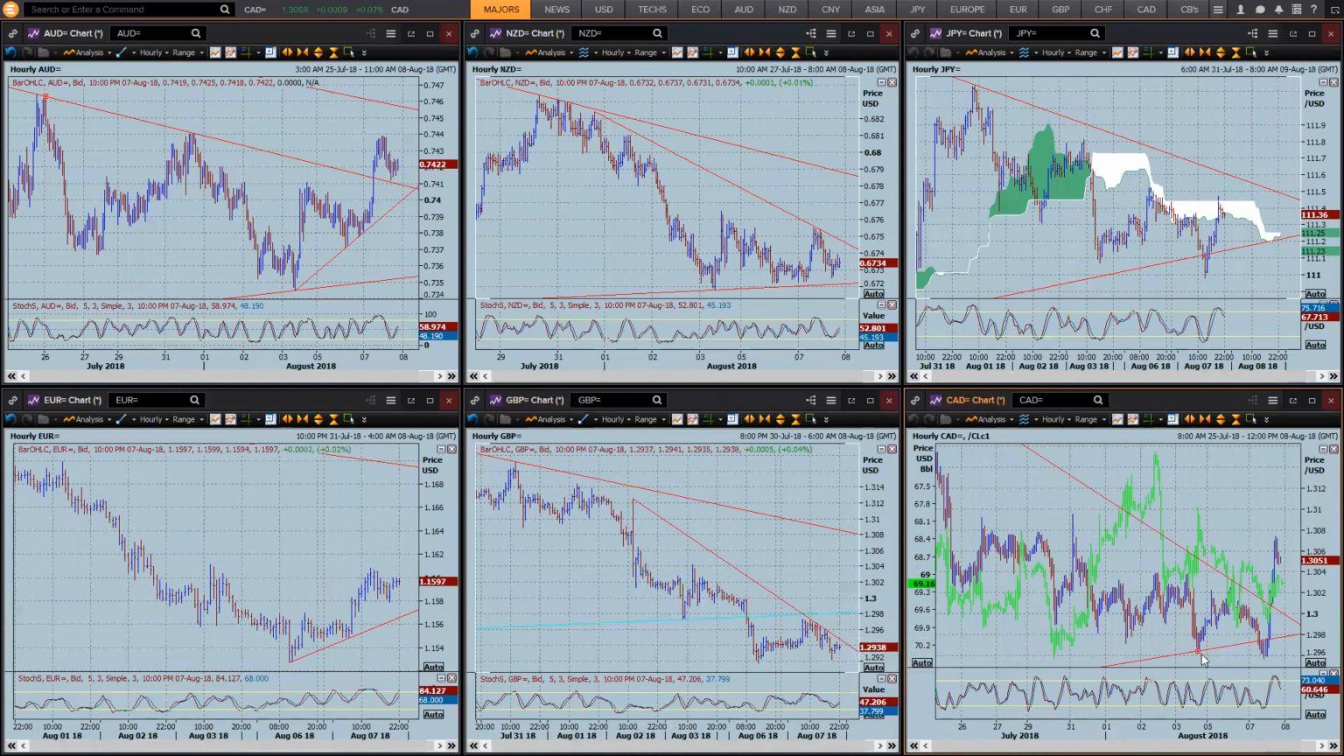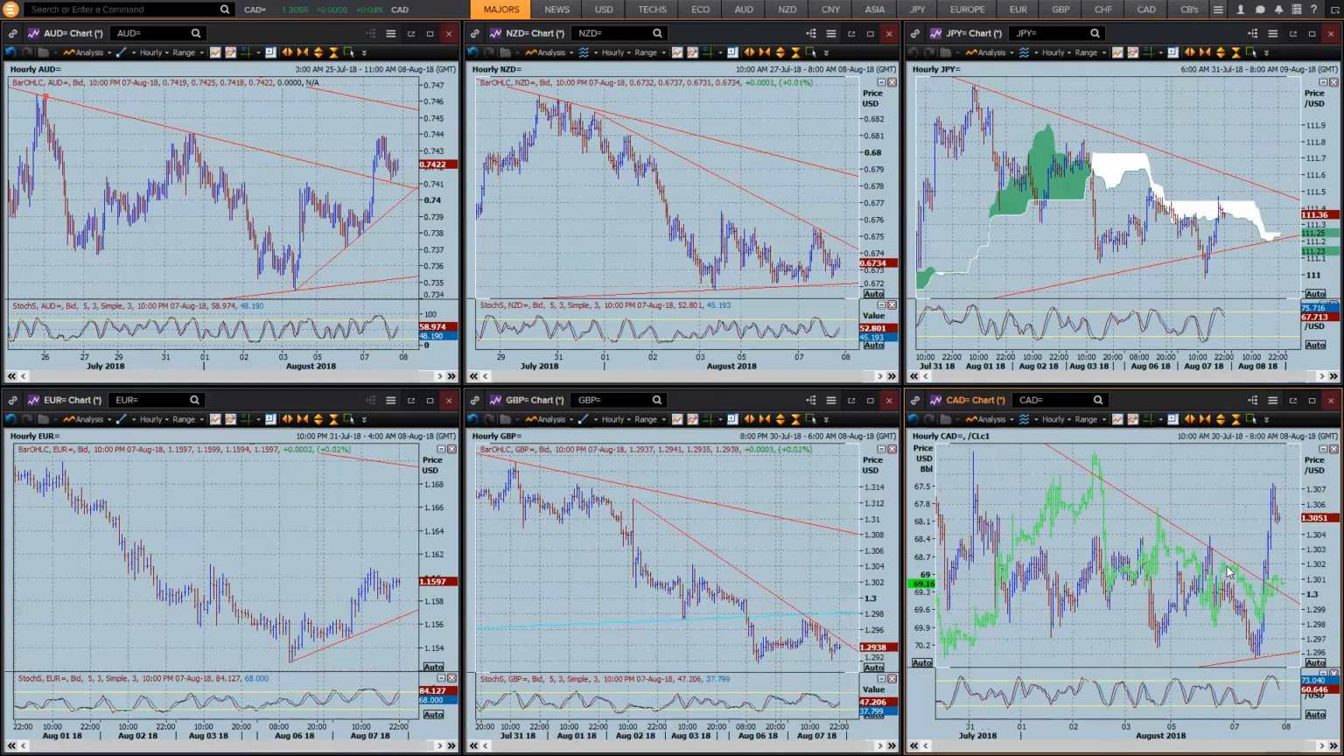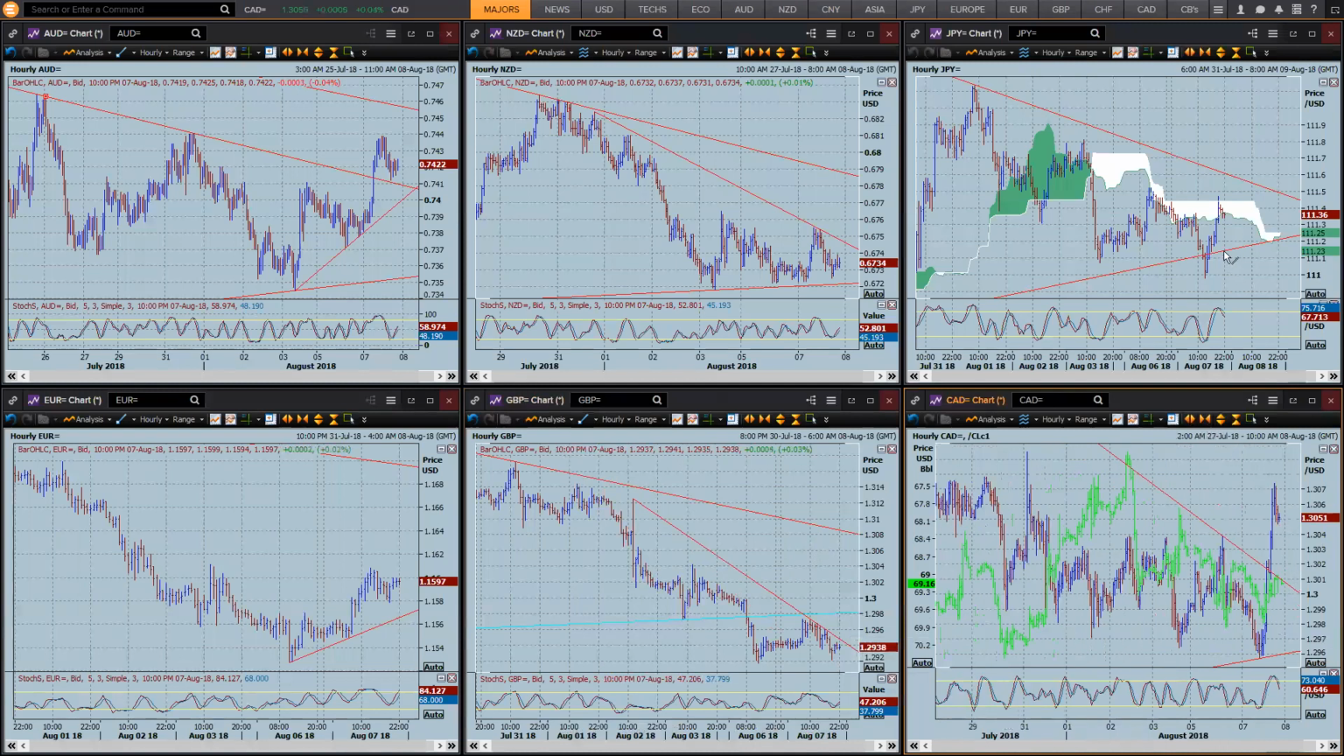Dollar CAD, well, it's just getting pulled and pushed all over the place. It's very hard to call, but you can see the nice clean snap there of that trend line. Probably something to keep an eye on as we go through the next couple of sessions.